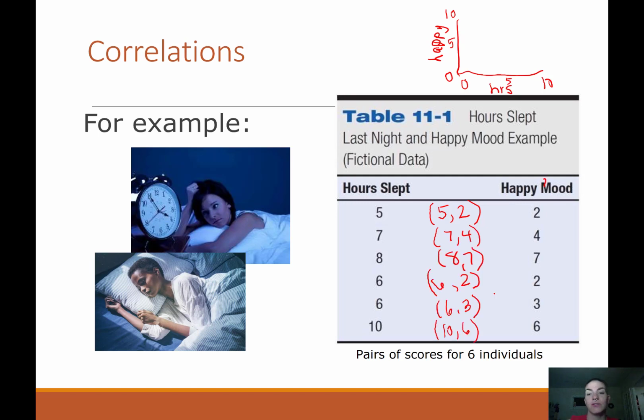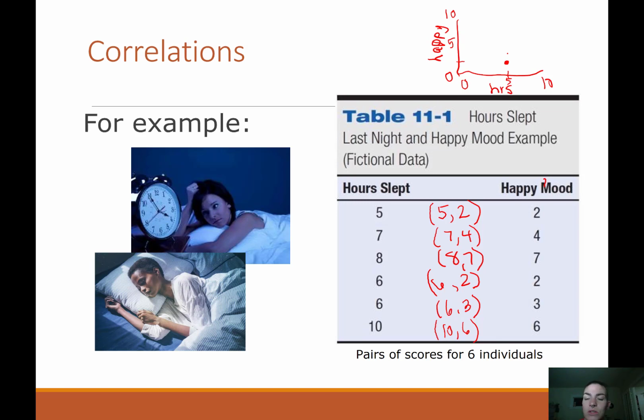Once you have your coordinates for each person, then you can go ahead and plot them on the plot space. So I won't do them all right now, but you can see that for the first person, we have an x score of 5. So I'm going to find along my x-axis, remember that's hours slept, the point 5, right, which is right here. So 5, and then on the y variable, happy mood, they have a value of 2. So that's maybe like right here. So I'm going to put a point that represents that individual's pair of scores.